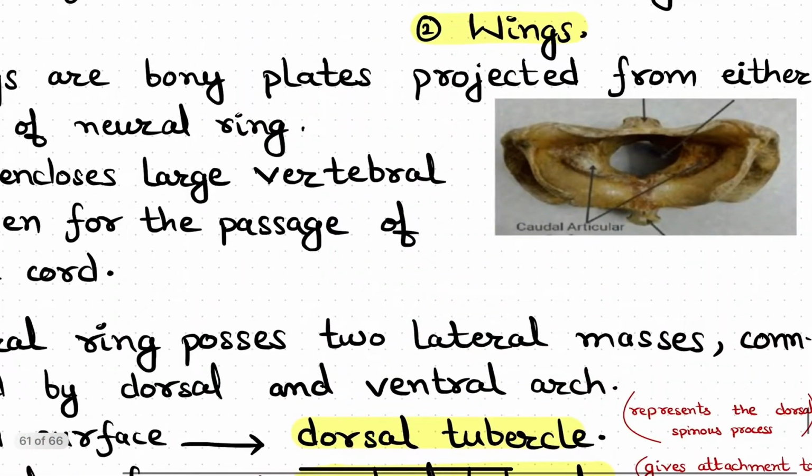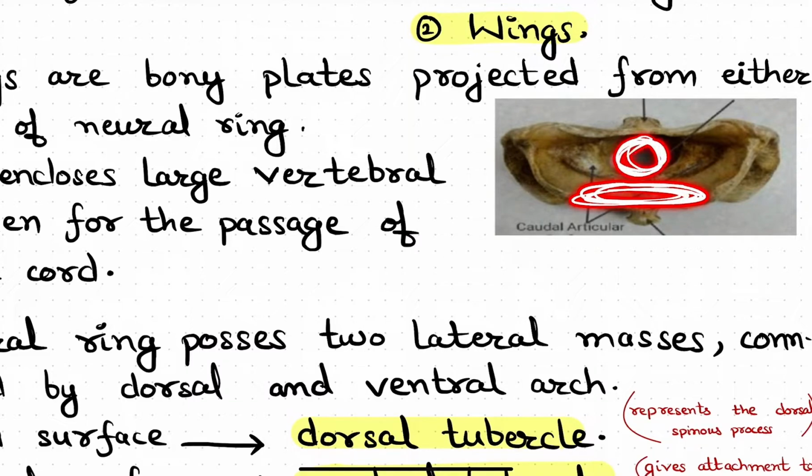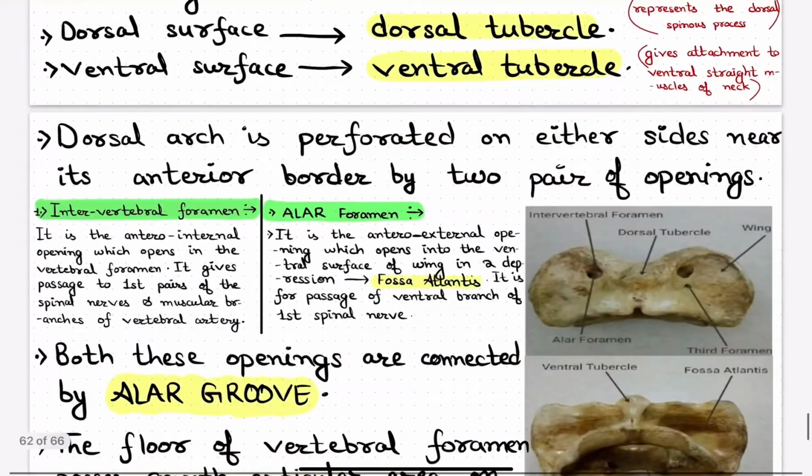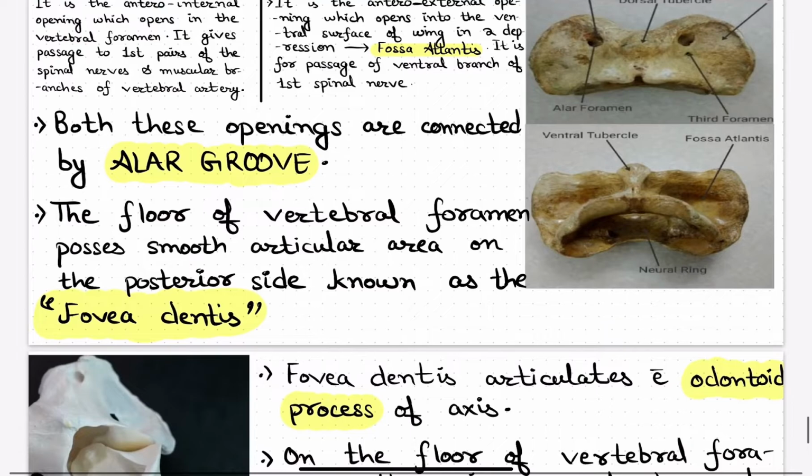Let me come to the diagram. This is the posterior surface of the neural ring. On this posterior surface, this is the floor of the vertebral foramen. This floor is smooth, and this smooth floor gives attachment to the axis bone via the odontoid process, and this smooth surface is known as fovea dentis.